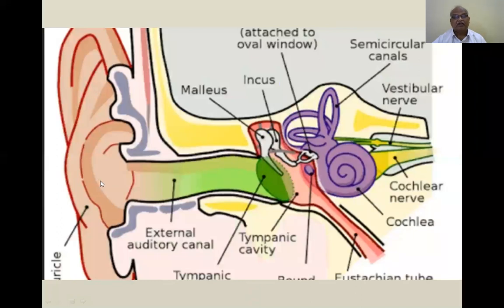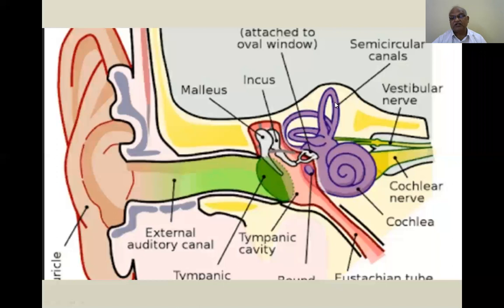So sound waves are coming from here, touching the tympanic membrane, then malleus, then incus, then stapes, footplate of the stapes. So opening the lateral wall of the vestibule, vibrations enter into the vestibule. So it goes into the membranous labyrinth. The endolymph present in the membranous labyrinth is vibrated, various vibrations like that.